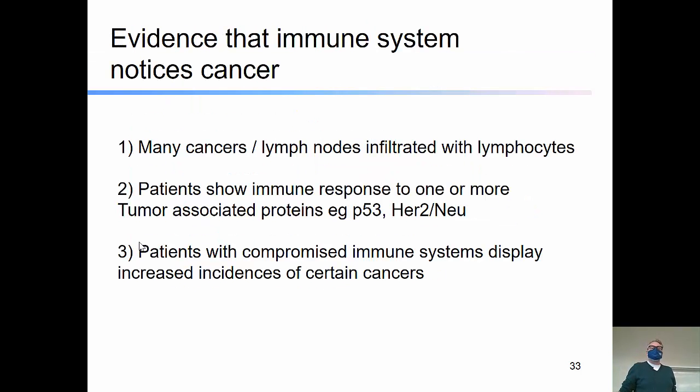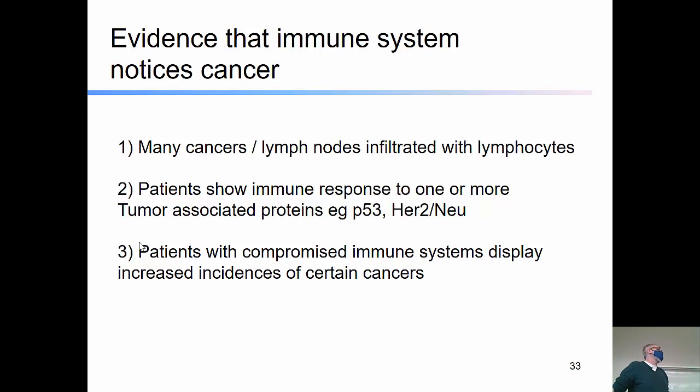Just a bit of evidence for this. Many cancers infiltrate the lymph nodes. Okay. The lymph nodes are basically where the immune system hangs out, I guess. We have a number of these around the body, and lymph is pumped through, and this is where we deal with things like infection, and we often get accumulations of cancers in them. If we look at tumor-associated proteins, antibodies can be raised against these.